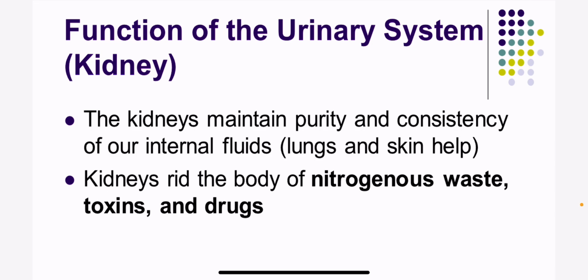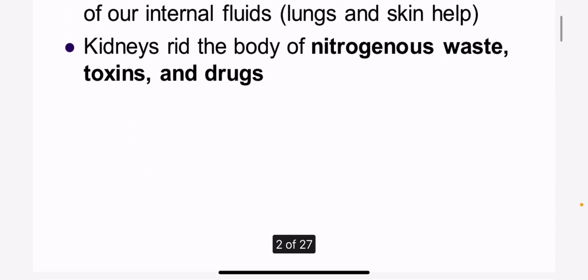Kidneys are going to also get rid of nitrogenous waste or nitrogen-containing waste, which is a byproduct of protein destruction, as well as nucleic acids. Any types of toxins and drugs are going to be filtered out. Your kidneys process literally thousands of milliliters of blood a day. However, you only urinate about 1 to 2 maybe liters of urine in a day. So it's a pretty efficient system.